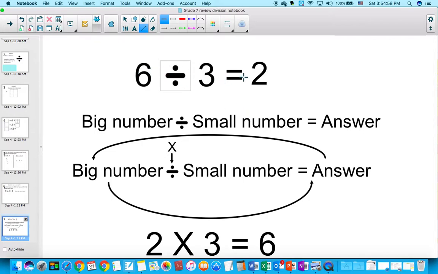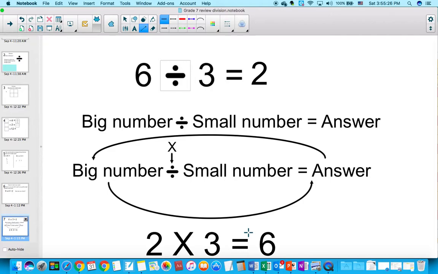6 divided by 3 is 2. We solved that before, but let's say I didn't know. I can take the 2 from the answer in our division and move it over to this side. See that? Over there. I can take the 6 and put it on the answer side. Then I change the sign to multiplication. So 6 divided by 3 is 2. I'm not sure, but hopefully I do know that 2 times 3 is 6. All the numbers are still the same, and it makes sense. 2 times 3 is 6.